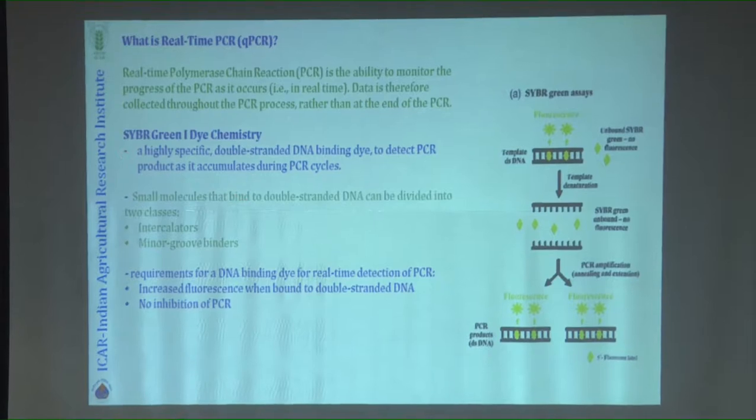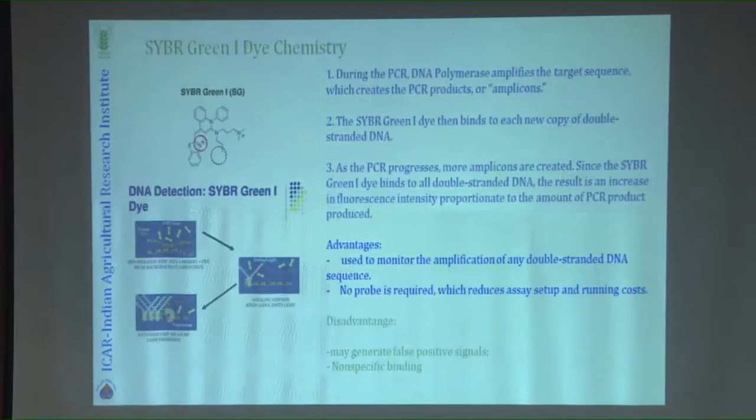So we use SYBR Green now. Along with SYBR Green there are other dyes. But if you look into the SYBR Green dye chemistry, during the PCR, DNA polymerase amplifies the target sequence, which creates the PCR products or amplicons. SYBR Green dye then binds to each new copy of double-stranded DNA. As the PCR progresses, more amplicons are created. Since the SYBR Green dye binds to all double-stranded DNA, the result is an increase in fluorescence intensity proportionate to the amount of PCR product produced. So this is very important: intensity should be proportional to the number of amplicons generated during the PCR reactions.